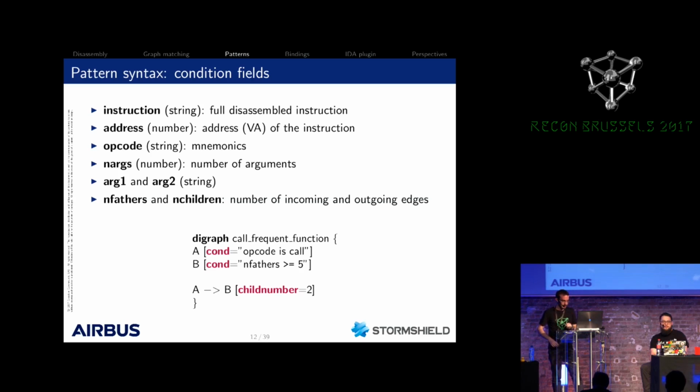I have an example here that says I'm looking for a function that is frequently called, so that there is a call to this node. So the call is the node A, and the instruction being called is B. And then there is an edge between A and B. The number of the edge is 2 because it's not a following instruction, it is a remote instruction. And the condition we have on node B is that it has multiple incoming nodes, so that will help us find functions that are frequently called in the code.